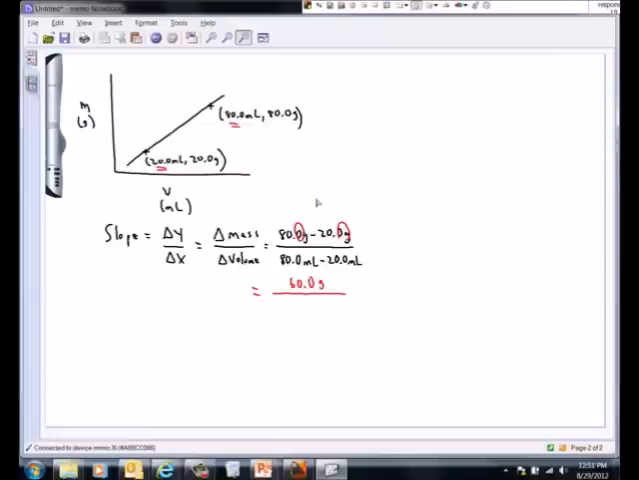And the same thing with the volumes. They were all given to the nearest 10th place, 1 decimal place. So when you do the subtraction there, you're going to be to the nearest 10th place.